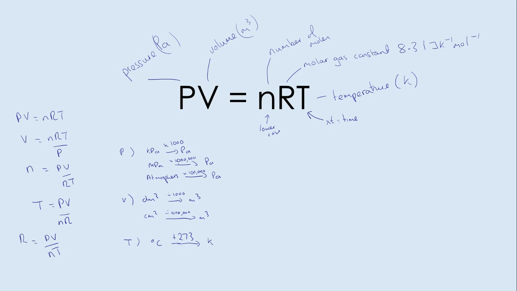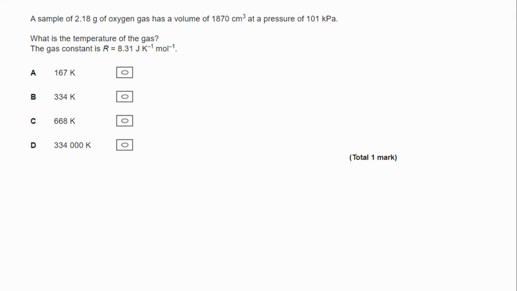Okay, so that's the equation that we need to use. We just need to practice some calculations using this equation. So here's an example question. It tells me that a sample of 2.18 grams of oxygen gas has a volume of 1,870 centimeters cubed and a pressure of 101 kilopascals. And it wants to know the temperature.